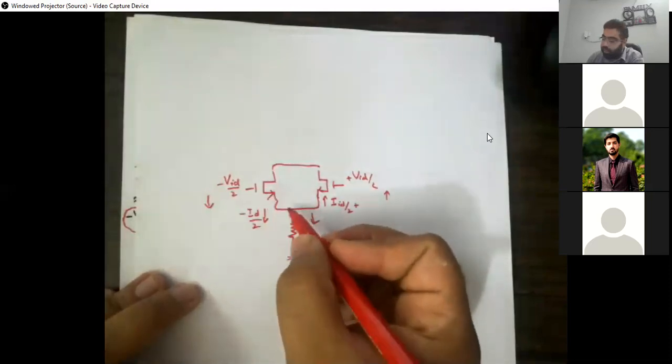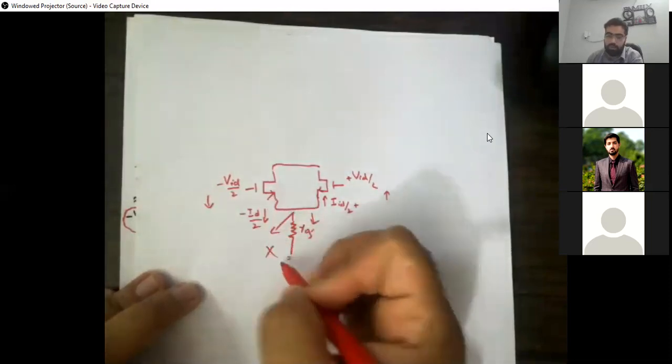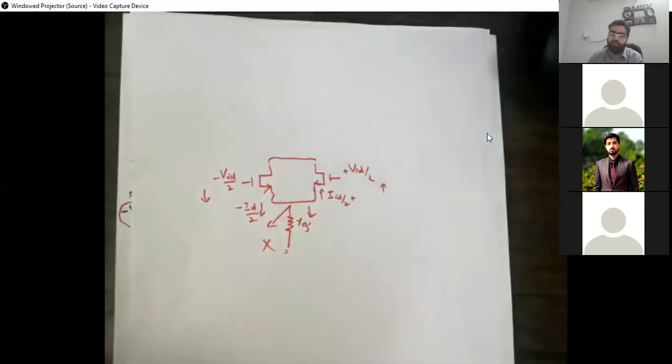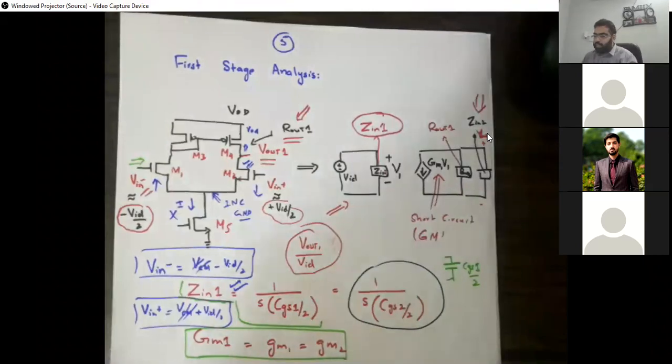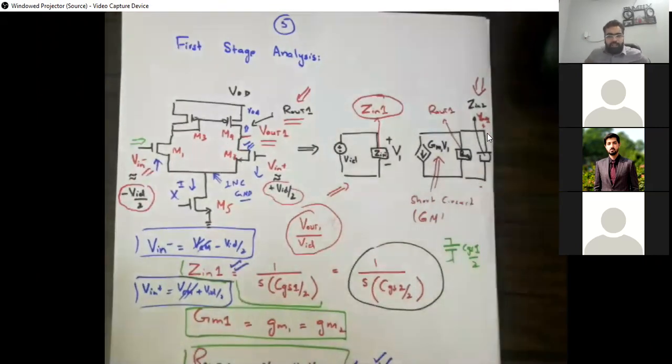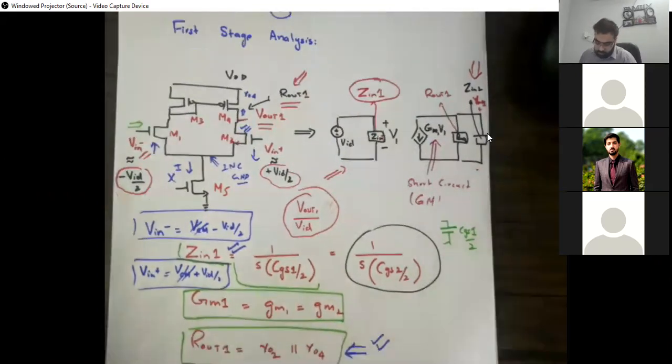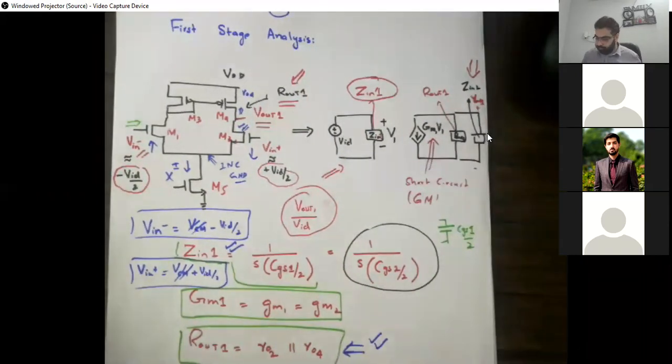No current will flow from here and then we will say this point is virtual ground, ठीक है, so no current will flow through this resistor. Same thing was here. If there is still some confusion, you can go back to the differential one and we can discuss more in the Friday session.